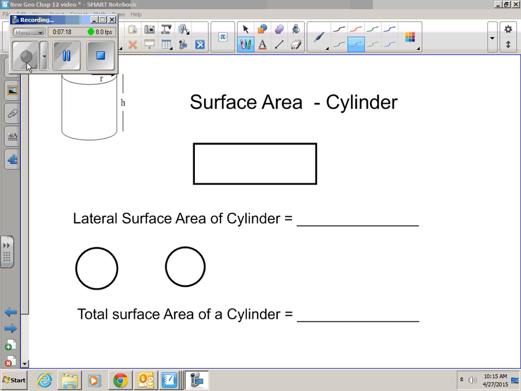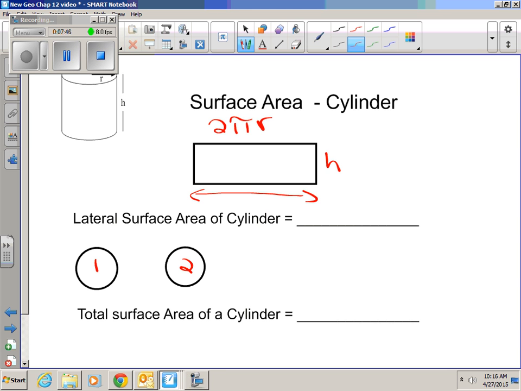When we talk about the surface area of a cylinder, we're actually going to have 3 pieces. We're going to have the 2 bases, two circular bases, top and the bottom. And then we have the lateral surface area, which we actually can unwind, and it becomes a rectangle. The rectangle is going to have a height of the cylinder, and it's going to have a length that is equal to the circumference of the circle, which is 2 pi r, the circumference of the base.